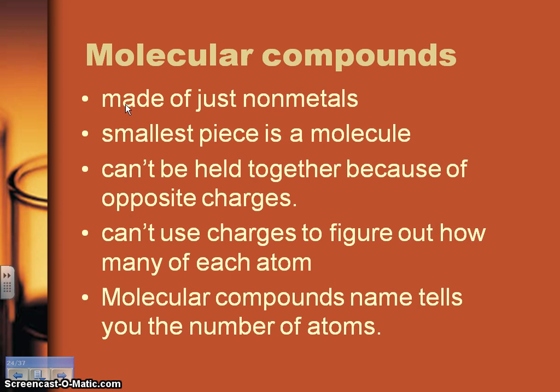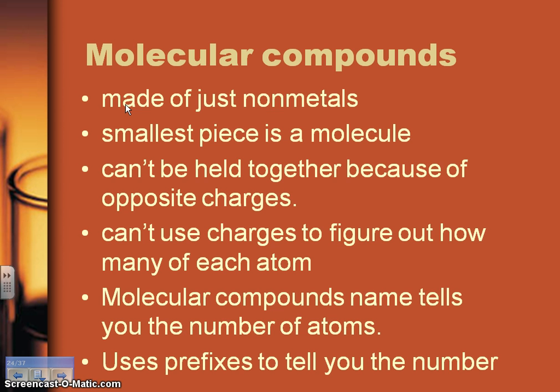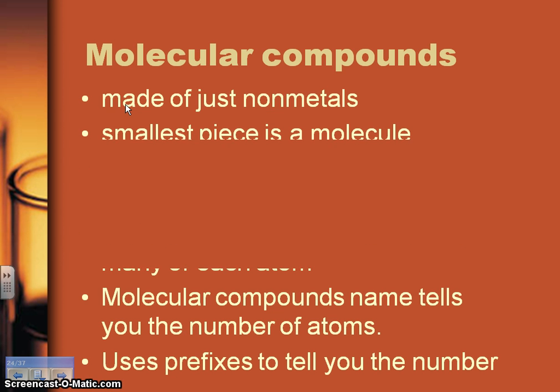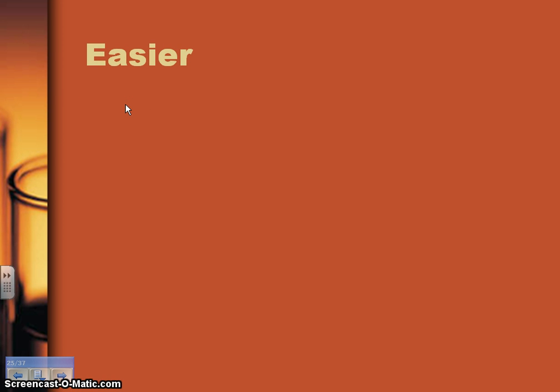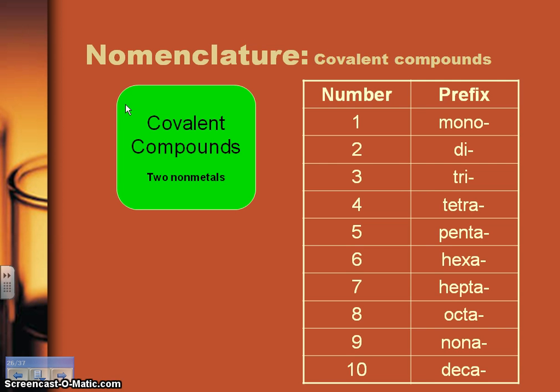However, the name itself of a molecular compound tells you the number of atoms that the compound has, because it uses prefixes to tell us the number. The great part about covalent compounds is that they're easier, as long as you only use covalent nomenclature for covalent compounds. What you need to do now is pause this and write down the number and the prefix for that number in your notebook. I'll be checking for this.